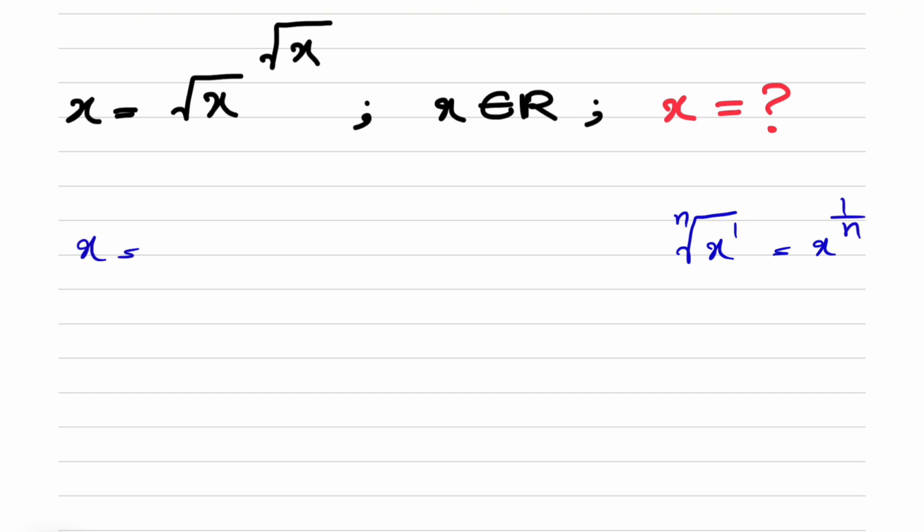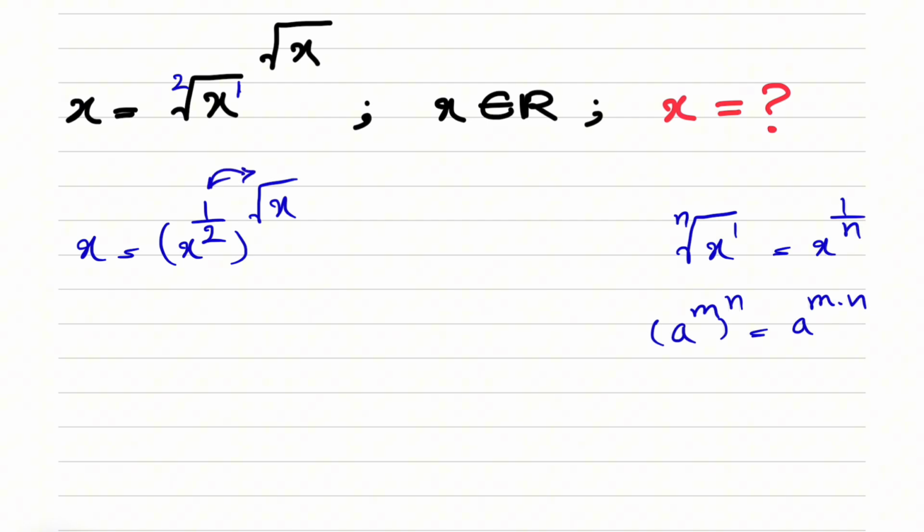We have x is equal to, here we have 1, and this will be the square root, so we can write this down as x to the power of 1 over 2, all to the power of the square root of x. And from the laws of the exponent, when we have a to the power of m to the n, this will be equal to a to the power of m times n. So we can multiply these two, so our x will be x to the power of 1 times square root of x over 2.